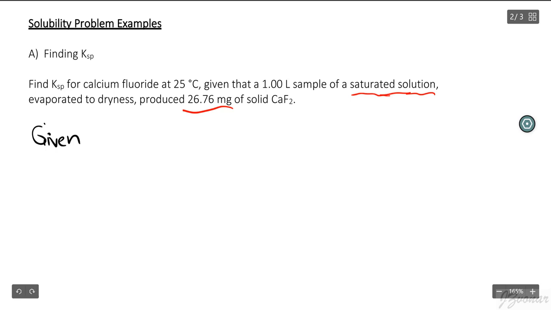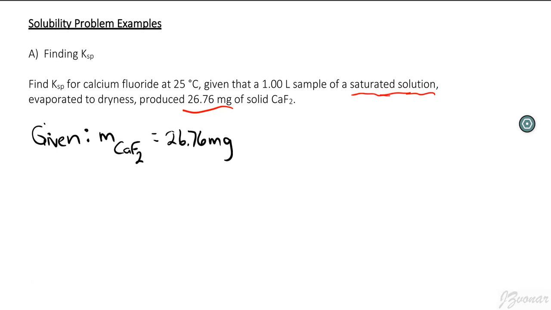Okay, so we've been told we've got the mass of the solute, which is my calcium fluoride, and we're told that it is 26.76 milligrams. But right away I see that it is in milligrams, and so don't forget this is at equilibrium, because we know that we've got a saturated solution.